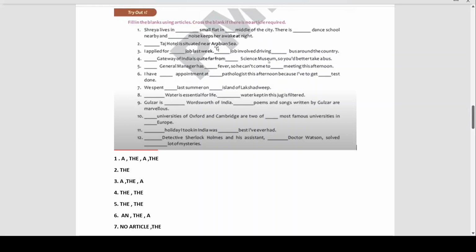Number two, the Taj Mahal is situated near the Arabian Sea. The Taj Hotel. We have said certain proper nouns will have the definite article the before them.